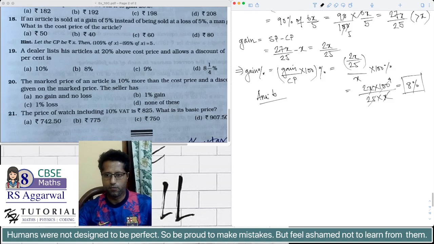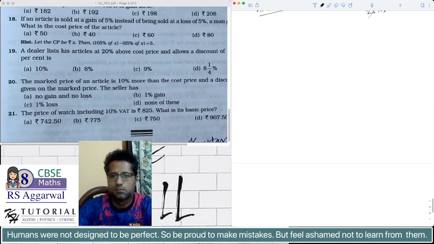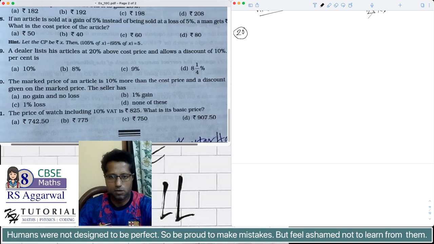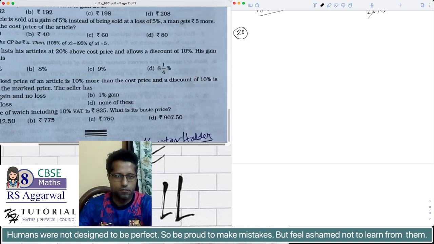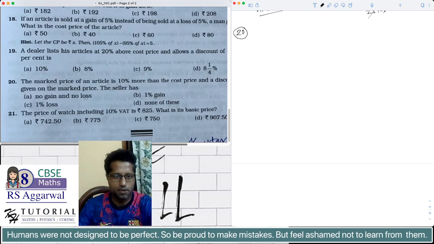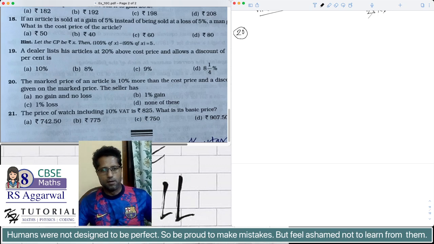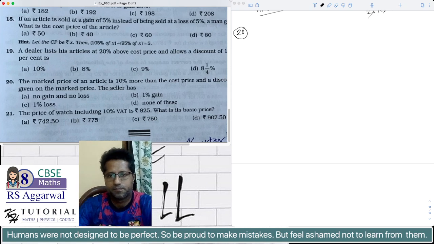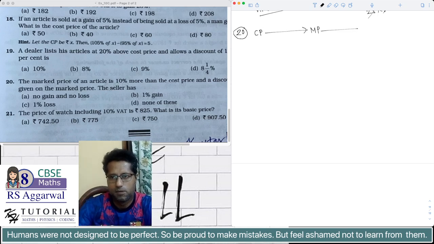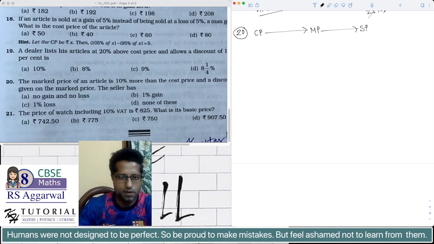Let's do question number 20. The mark price of an article is 10% more than the cost price, and a discount of 10% is given on the mark price. The seller has, okay. So the mark price of an article is 10% more than the cost price. So we have the cost price, we have the mark price, and we have the selling price. Now, is there a discount?